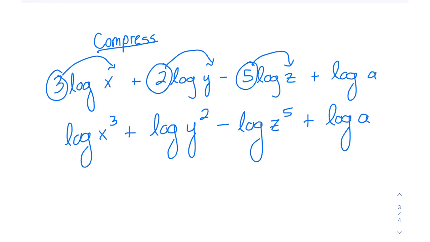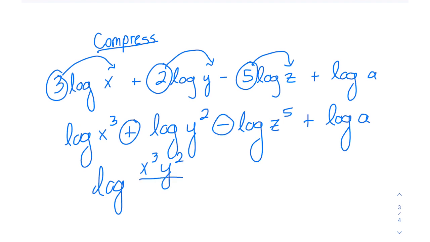Now, our next step, remember, it's the reverse of what we just did in that previous example. So when expanding, upon expansion, multiplication is converted to addition and division is converted to subtraction. Upon compression, it's going to go in the reverse direction. So if it's a plus in between your log functions, when you bring them together into one log function, you're going to multiply those. So this would be x cubed times y squared. And then when it's a minus, you're going to divide. So that would be over z to the fifth. And this plus means multiplication, so that would be times a.